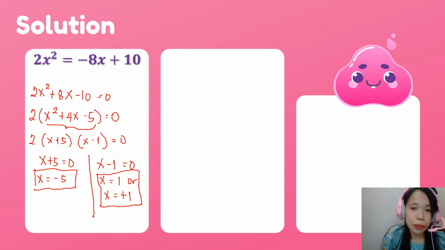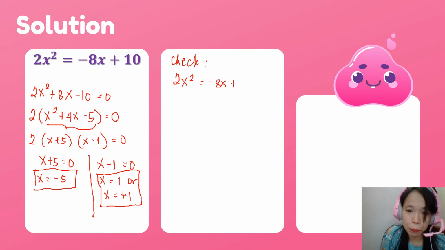Okay? Yung fifth procedure natin is to check kung tama ba yung ginawa natin or nakuha nating result. Okay? So, paano natin gagawin ng checking? Pag gumagawa tayo ng checking, we have to use the original equation. So, we have 2x squared is equal to negative 8x plus 10. O, unahin natin si x is equal to negative 5. Ito yung unahin natin gagamitin. Isa-substitute lang natin ito sa lahat ng variable x.